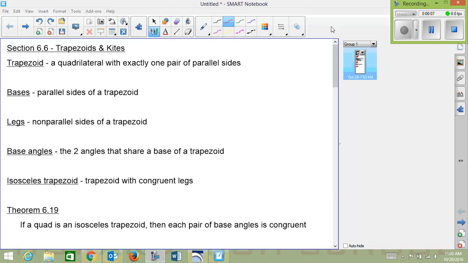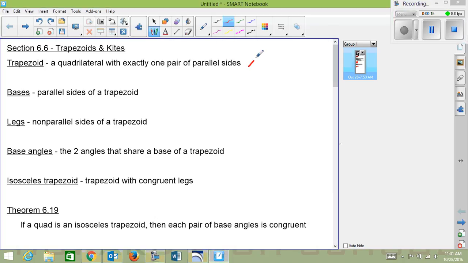A trapezoid is a quadrilateral with exactly one pair of parallel sides, and it can look a couple different ways. It can look like a brick of gold, like that, or it could be a right trapezoid that would have a right angle in the corner, noticing one set of parallel sides.